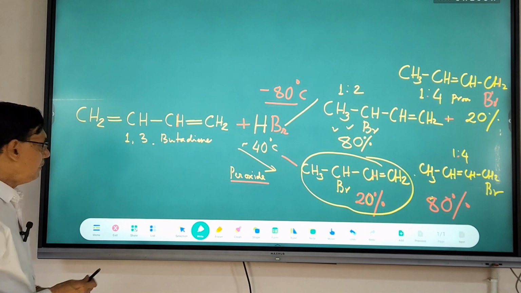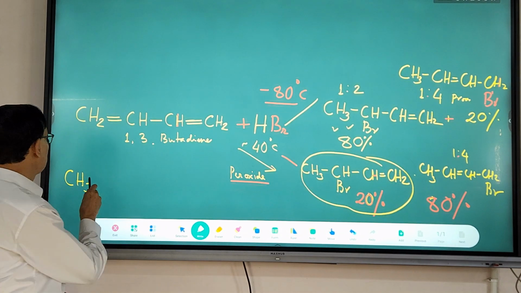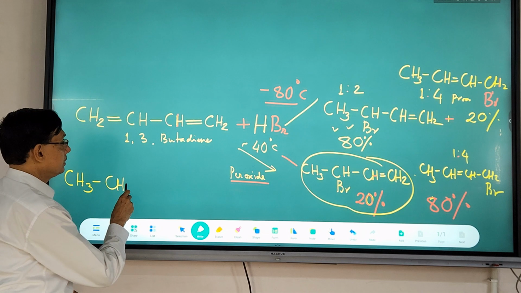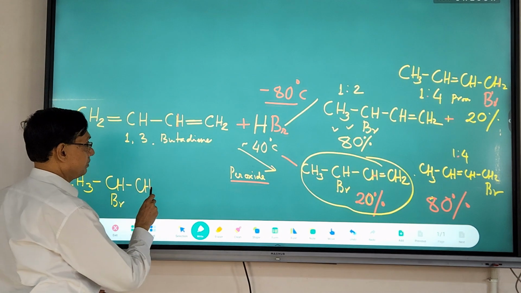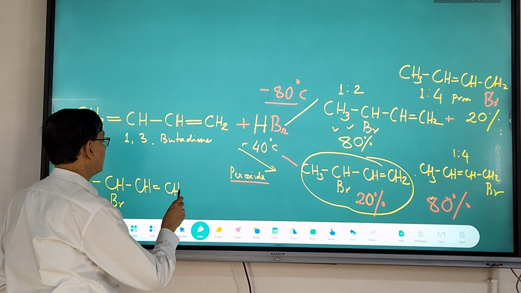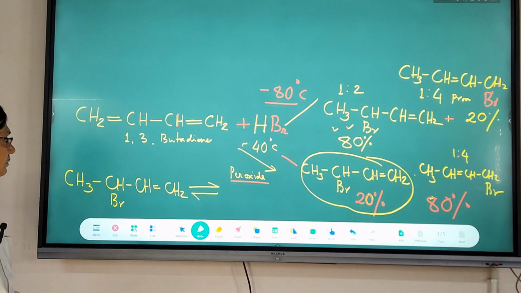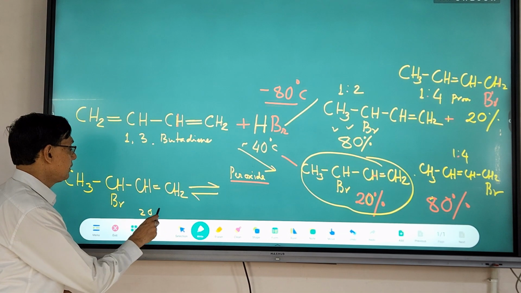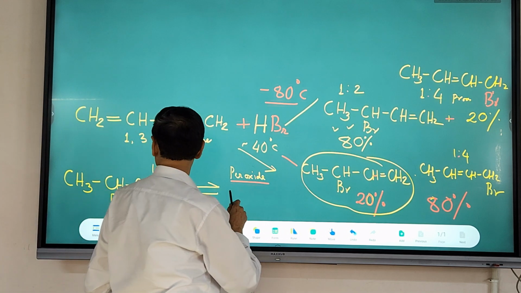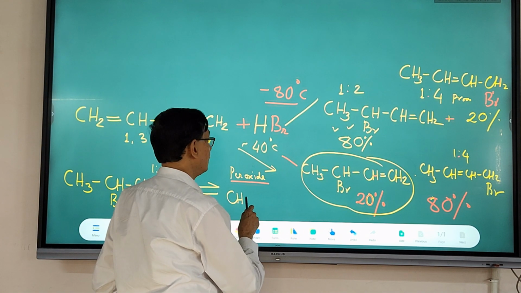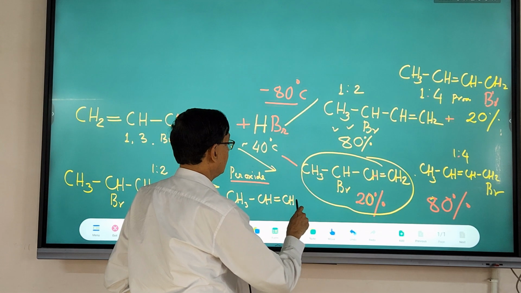What does it mean? That means there is an equilibrium. If I write here CH3, CH, CH, I am talking about the high temperature. So it is a reversible case. The 1,2 product, which is 20%, is converted into the 1,4 product, and we can write that as CH3, CH, CH, and CH2Br.